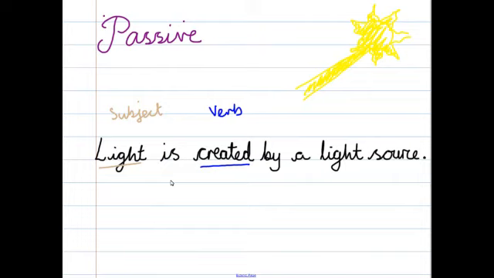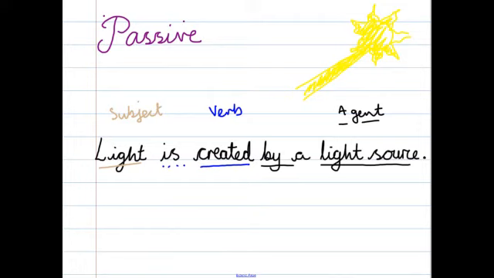So this would be our passive sentence with a passive verb because it is not actively doing something. It is having something done to it. In this case, it is being created. The light isn't doing the creating, it is being created. And what's it being created by? Well, the light source. So this is what we would call the agent of a passive sentence. It is the thing or person that is responsible for the action.